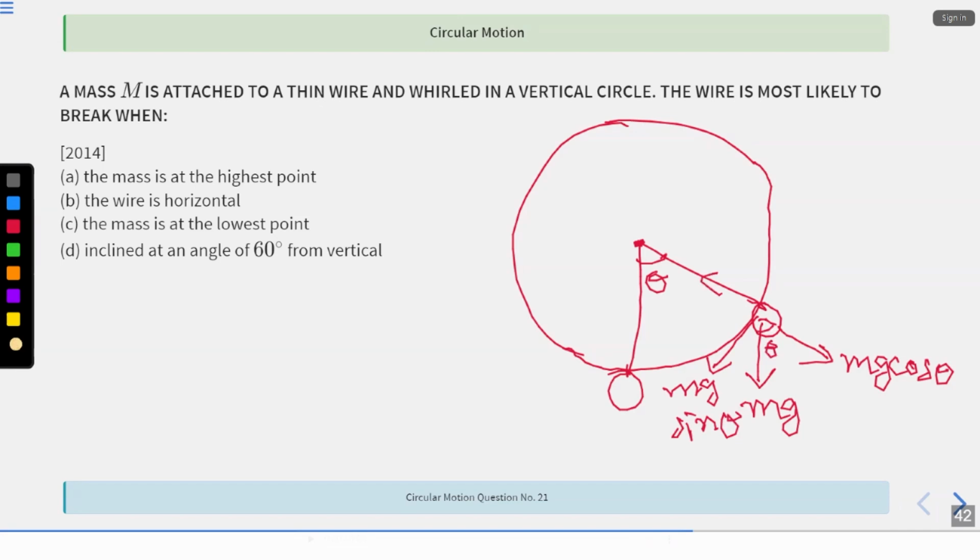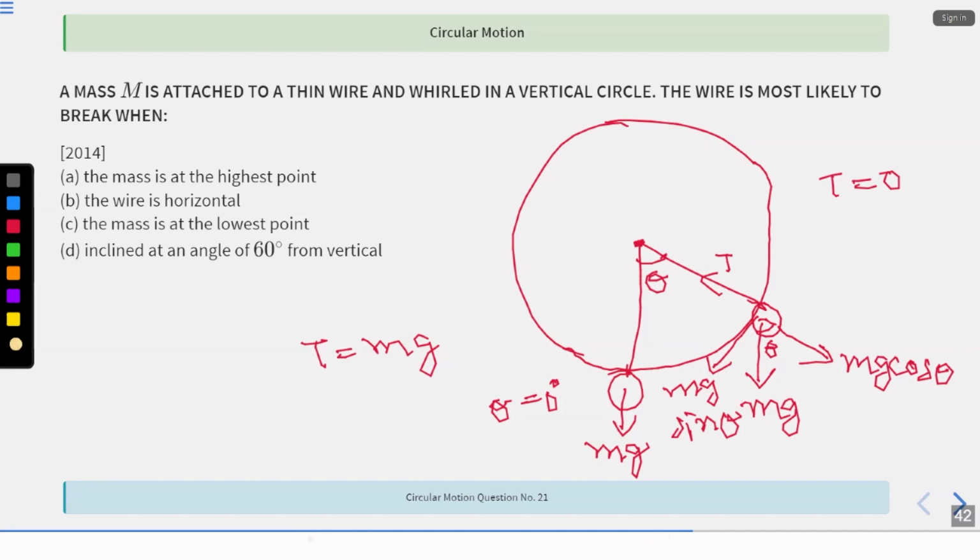So therefore, this is the tension. So the tension is not the maximum. Over here, theta will be equal to 0 and tension will be equal to mg. The wire is most likely to break when it has more tension. So therefore, the mass is at the highest point. If the mass is at the highest point, tension will be equal to 0. So there is no way the string will break. The wire is horizontal. No, it won't break.